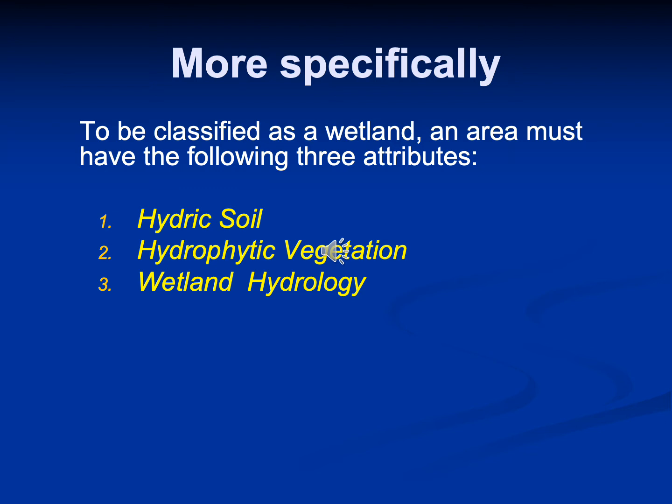Number three, wetland hydrology. The area is saturated with water or covered by shallow water at some time during the growing season of every year. So it is essential that these three criteria exist for a land area to be legally classified as a wetland. In this video, I will talk about the first two attributes.